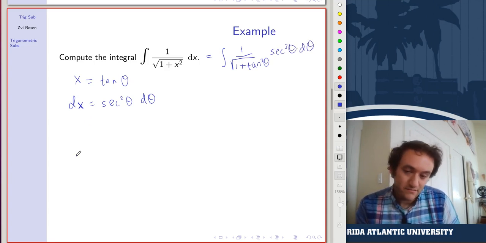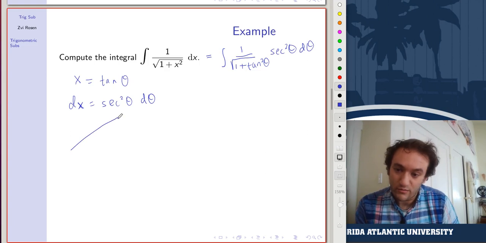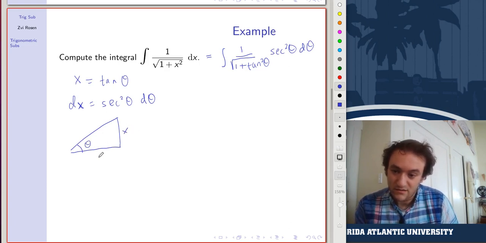And the other thing to remember is that there's a right triangle associated to this. So we're going to draw that quickly so we don't forget what we're thinking about. There's theta here, tangent is x over 1, and this is the square root of 1 plus x squared.